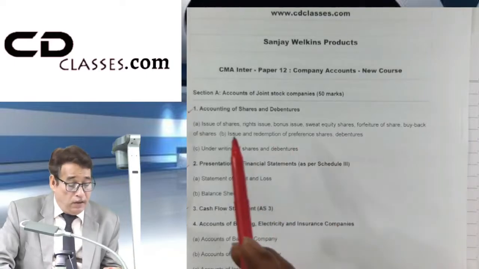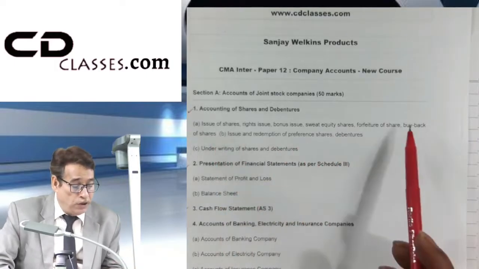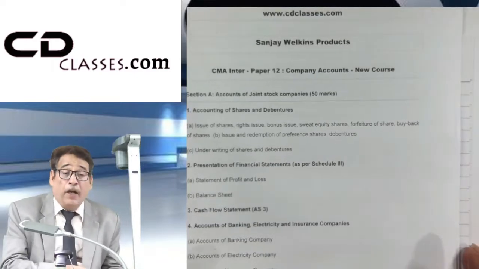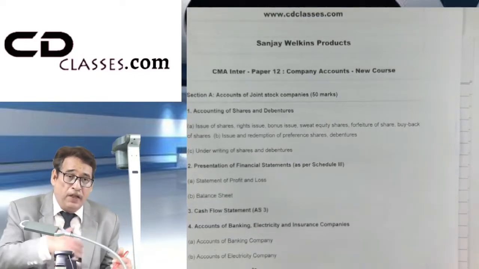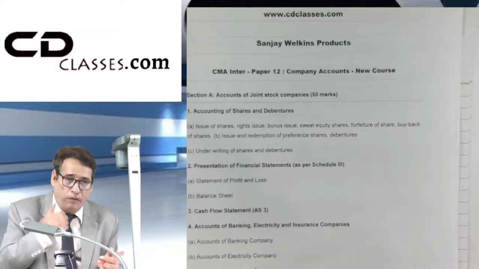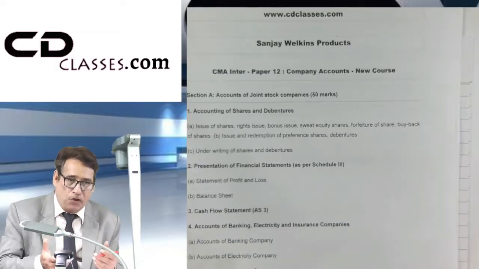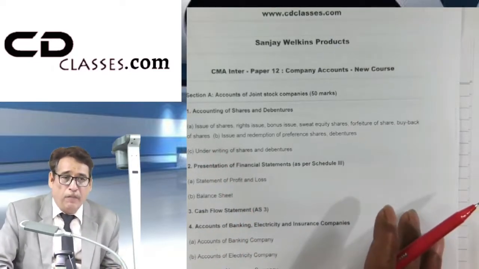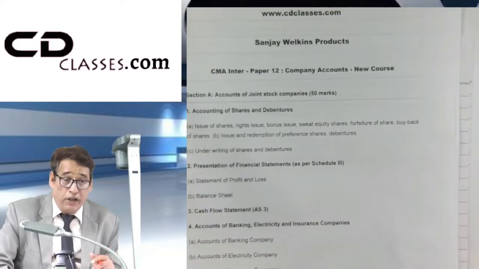Forfeiture of shares, of course, you have done it along with the issue of shares so many times. Now, buyback of shares simply means buying back own shares. My company has issued shares to you, and now after some time I am buying my shares back from you. Indirectly, it means I am redeeming the shares, correct? So why does a company go for the buyback of shares? Number one, is it going to bring any advantages to the company?